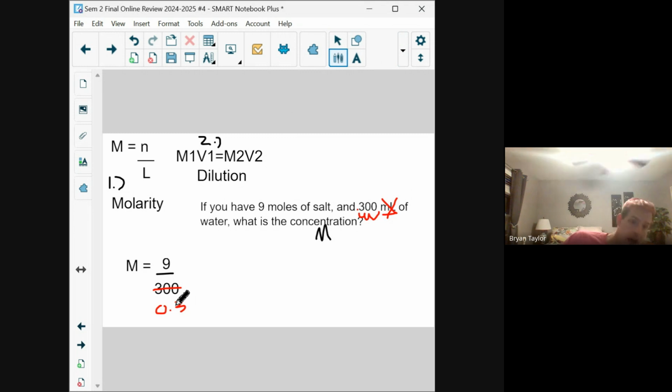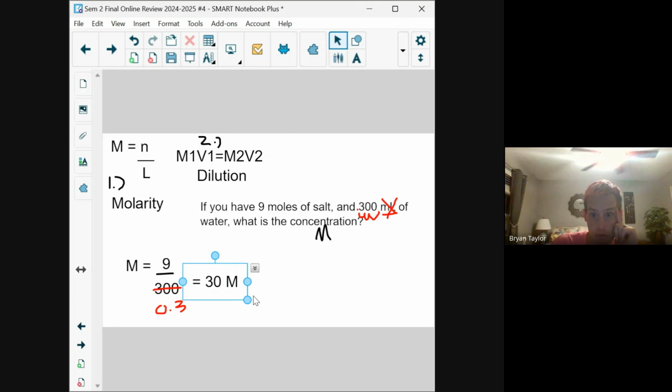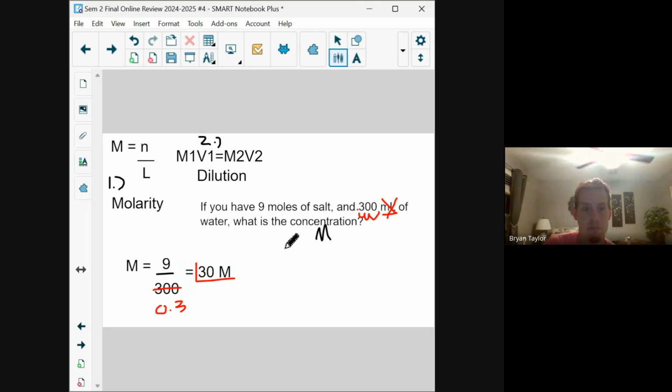So 9 divided by 0.3. Oh, this is going to be a big number. Yup. This is going to end up being 30 molar. This is stupid strong, unsafe levels of power. And that's your answer. Done. Cool. That's not bad, right? Are we okay so far?